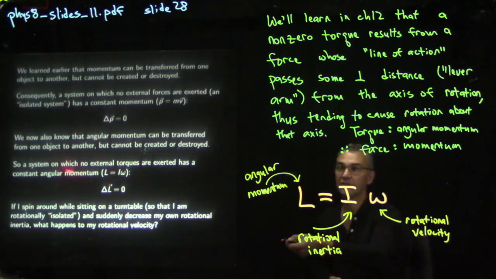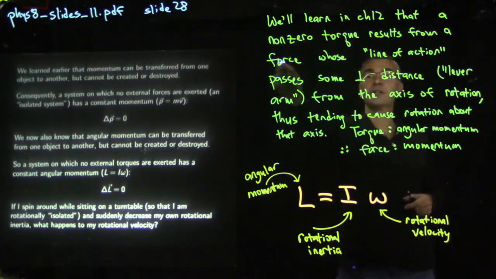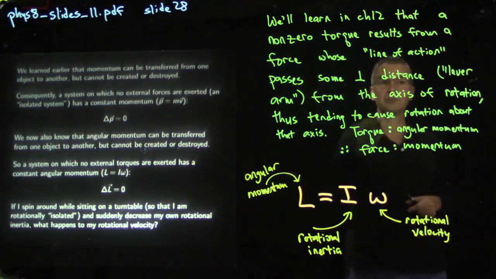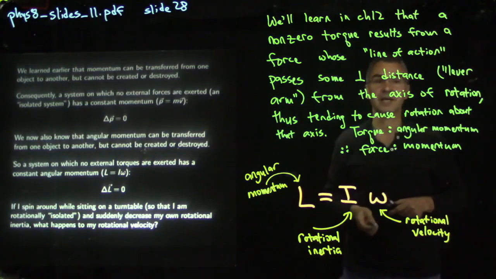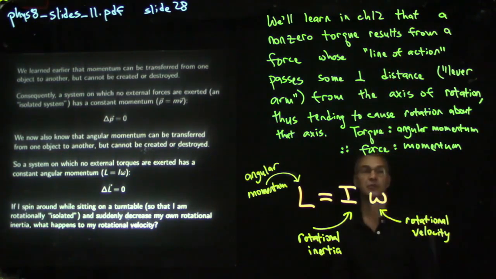We used in this sentence a word that we won't formally see until chapter 12: torque. We will learn in chapter 12 that a non-zero torque results from applying a force whose line of action passes some perpendicular distance, which we call the lever arm, from the axis of rotation, or from a hypothetical axis of rotation, thus tending to cause rotation about that axis. So torque is to angular momentum as force is to momentum. Non-zero torque tends to change angular momentum. Non-zero force tends to change momentum.